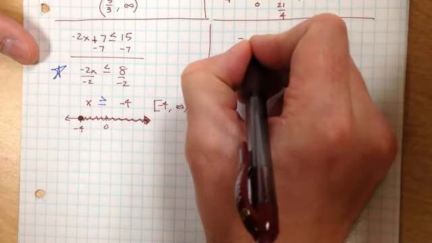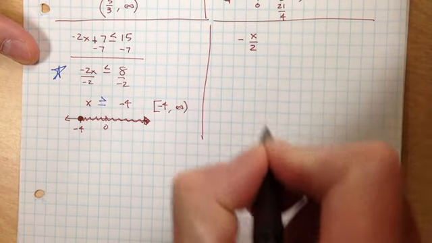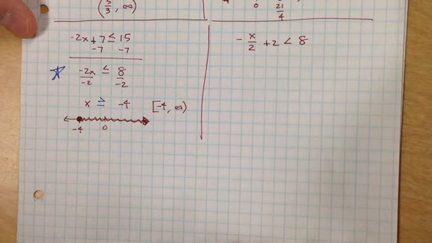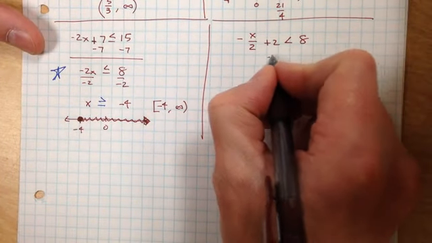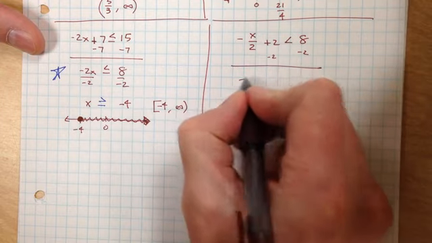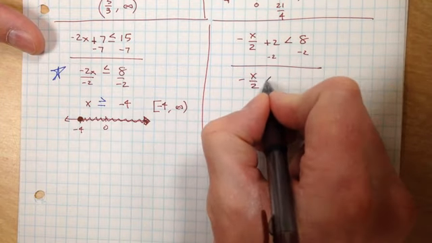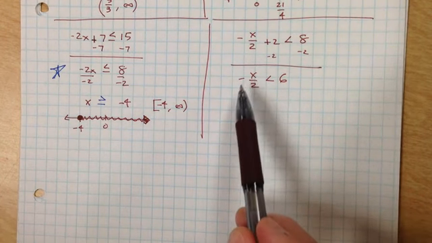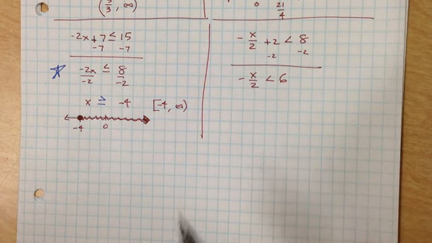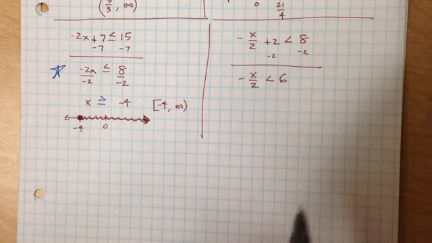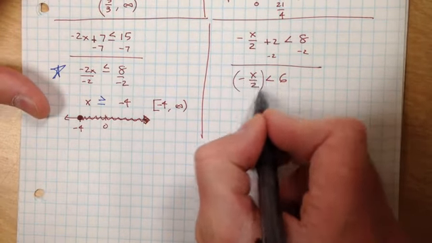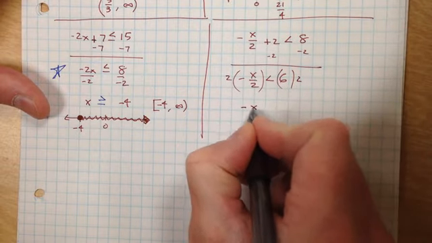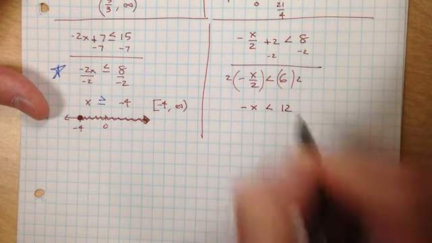How about negative x over 2 plus 2 is less than 8? So just like solving an equation, we will subtract 2 from both sides. Negative x over 2 is less than 6. Now this negative could be applied to the top, could be applied to the bottom, could be out front, doesn't really matter. So let's just say that it is up top. So I will multiply both sides by 2, giving me negative x is less than 12.